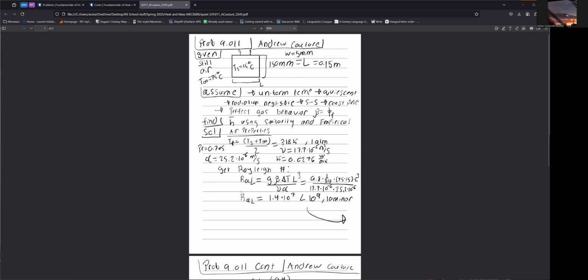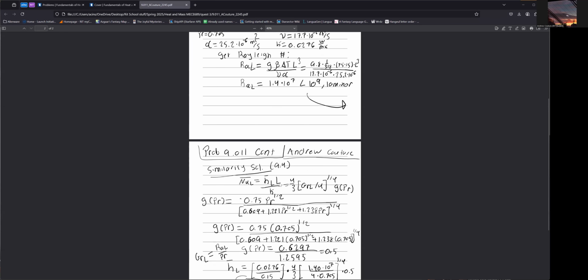Now we need to get the Rayleigh number first, to determine if it's laminar, and what equation we will be using if it is or isn't laminar. The Rayleigh number is given using this equation, just plugging in the numbers. The temperature difference in this case is the air minus the surface, so it's positive. That gives us a Rayleigh number of 1.4 times 10 to the 7, which is less than 10 to the 9. So it's laminar flow.